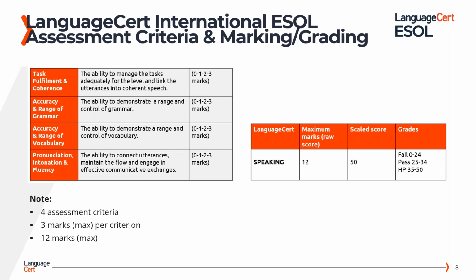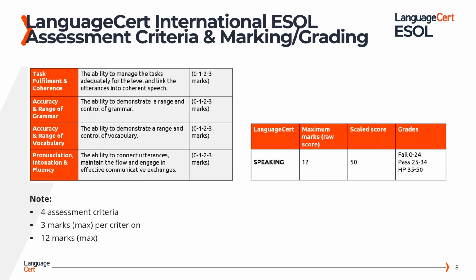The second criterion, accuracy and range of grammar, a measure of the candidate's ability to demonstrate a range and control of grammar. The third criterion, accuracy and range of vocabulary, a measure of the range and control of vocabulary. Finally, the last criterion, pronunciation, intonation, and fluency, a measure of the candidate's ability to connect utterances, maintain the flow, and engage in effective communication exchanges.